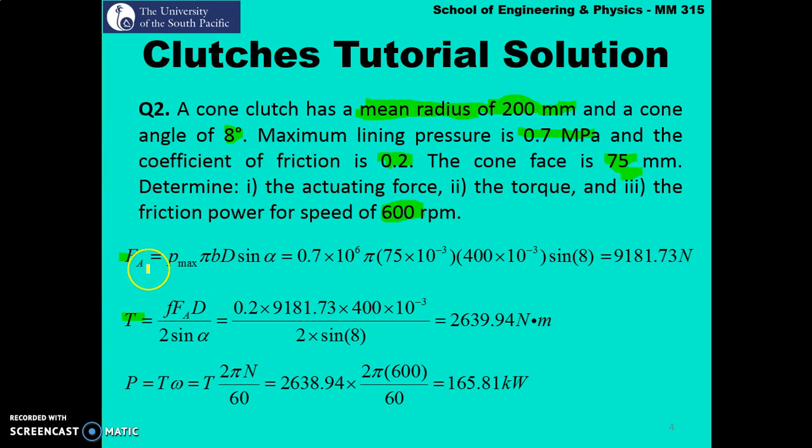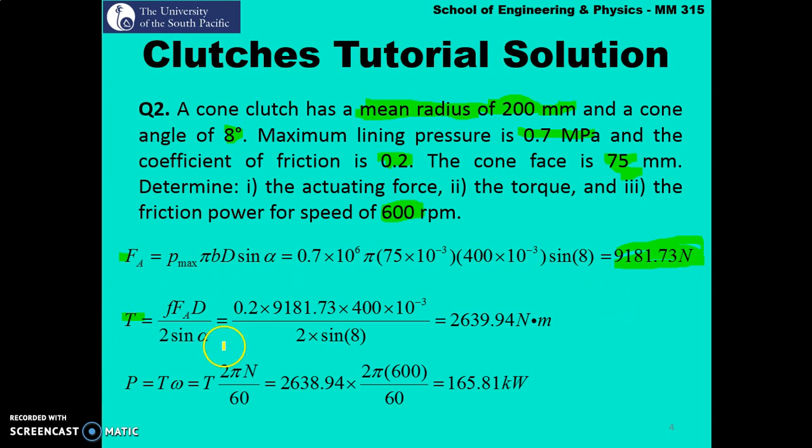So what happens is your actuating force is given by P max pi b d sine alpha. So P max is your lining pressure, which was 0.7 megapascal, pi, and b is the cone face, which was 75 mm, converting that to meters. The radius was given as 200 mm, so diameter is 400 mm, converting that to SI units. And your alpha, the cone angle, is given as 8 degrees. So substituting everything into this equation, you get your actuating force to be 9,181.73 newtons.